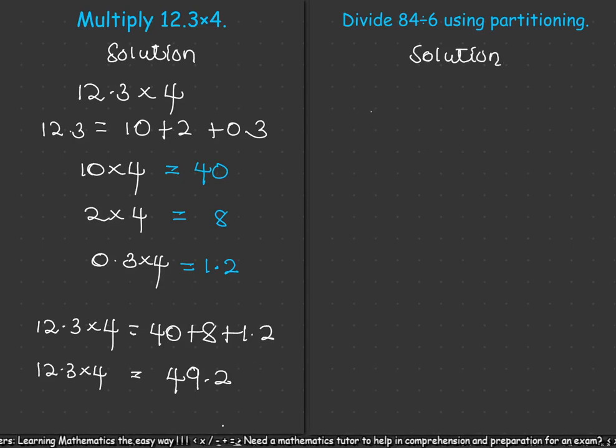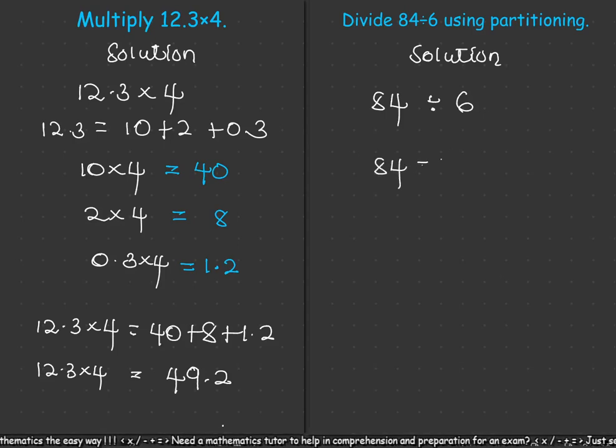And then we have what? 84 divided by 6. Now, to use the partition method, what you do is you use the place value to break the number into parts and divide step by step. Now, this part that we break the number into, what you do is you break it into a sum of numbers that this divisor can divide.